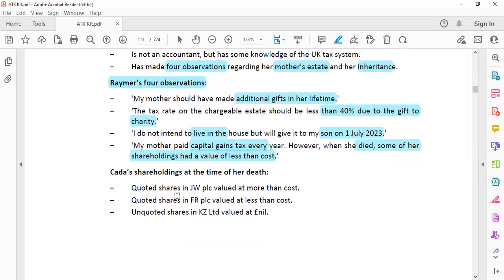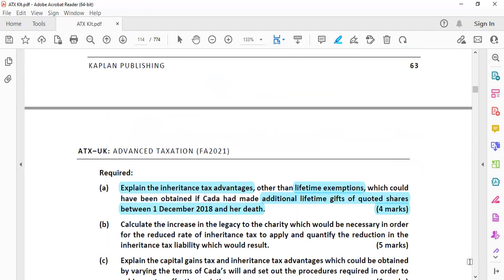CADA's shareholding at the time of her death: quoted shares valued at more than cost, quoted shares in FR valued at less than cost, unquoted shares valued at nil. These are 3 types of shares. So this is the question.